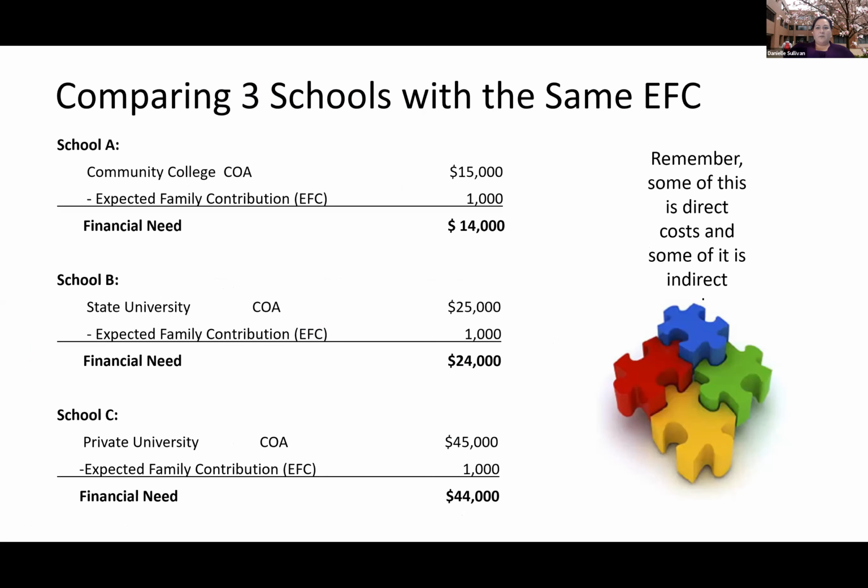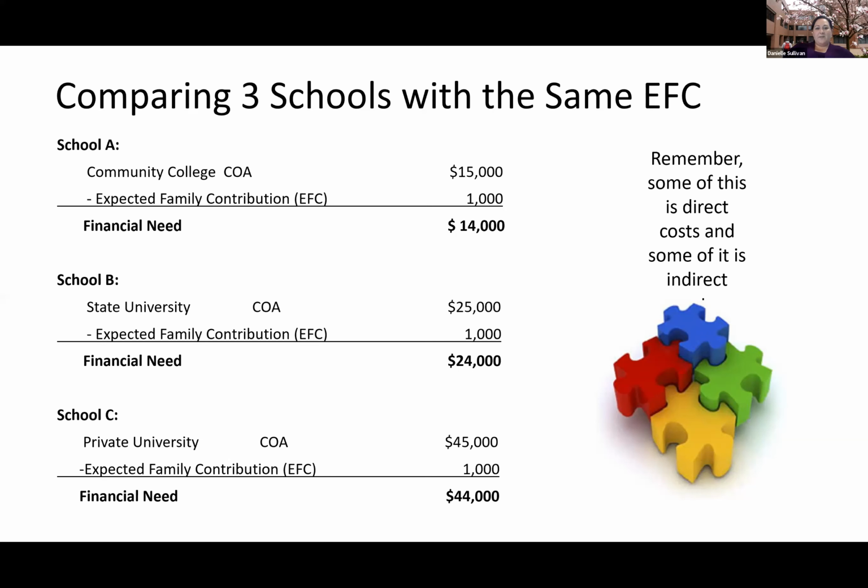So let's look at 3 schools with the same EFC, because your EFC does not change between school to school. It's going to be the same at Wichita State, Johnson County, Butler, Barton, Harvard. It's going to stay the same at every single school. So when a student has an EFC of 1,000, like in our example, if you look at the entire cost and you subtract the EFC, it's going to show you how much financial need a student may have at that school. So you can see that as you change institutions, a student's financial need will go up because the EFC stays the same, but the cost of attendance does not.